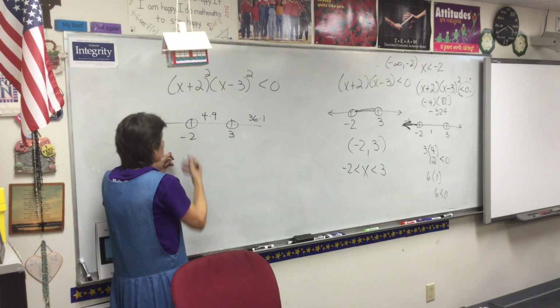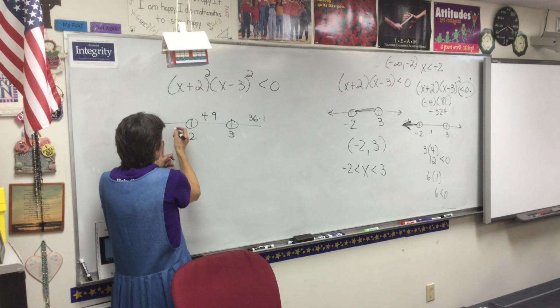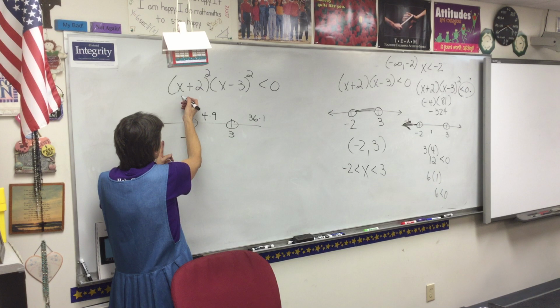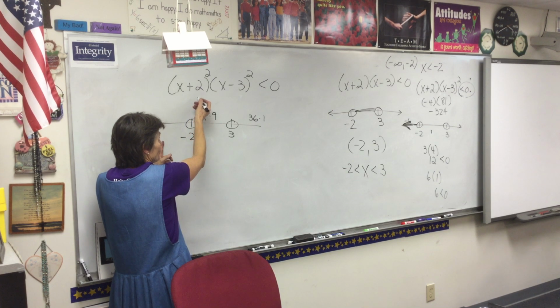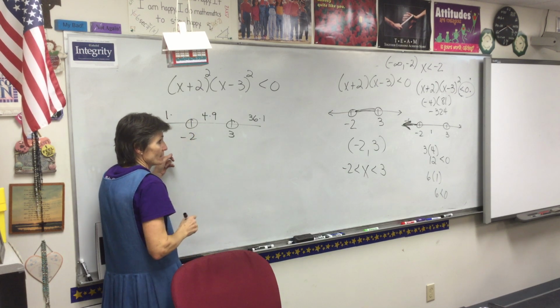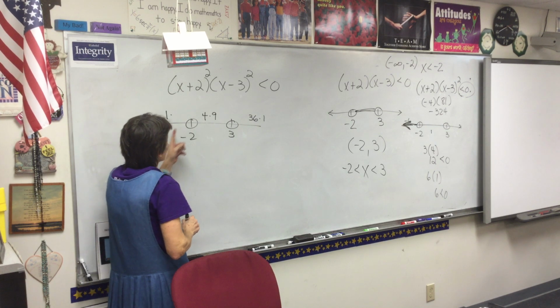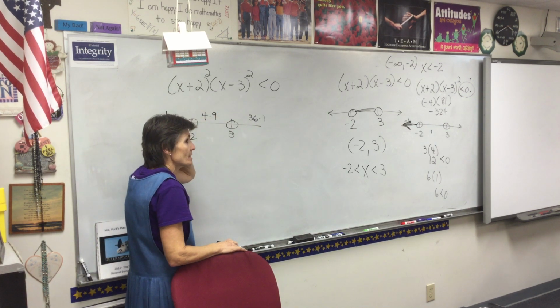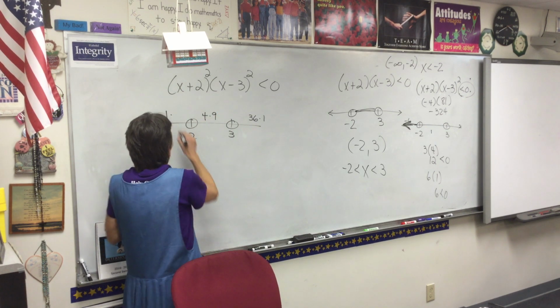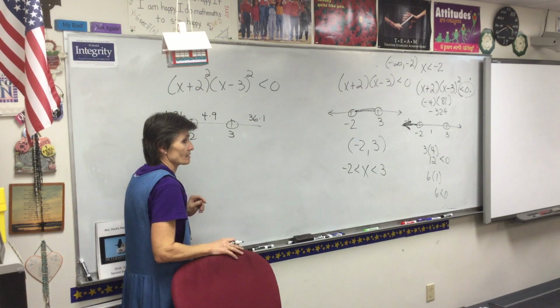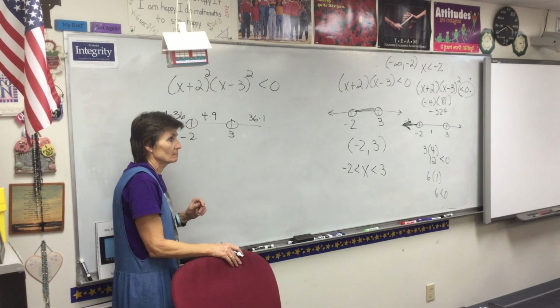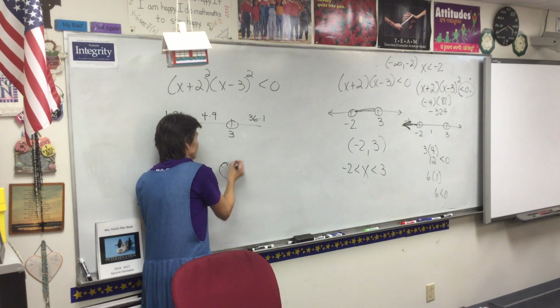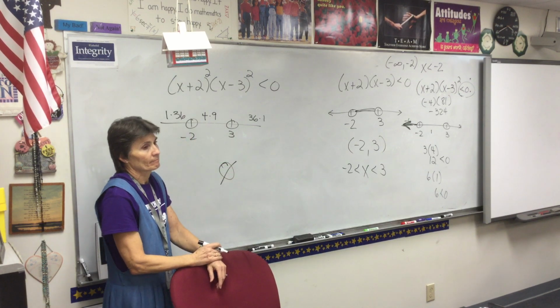All right, -3. -3 plus 2 is negative 1, squared is 1. Negative 3 minus 3 is negative 6, squared is 36. No. No solution. That's right. No solution.